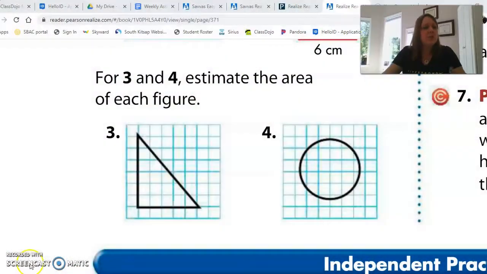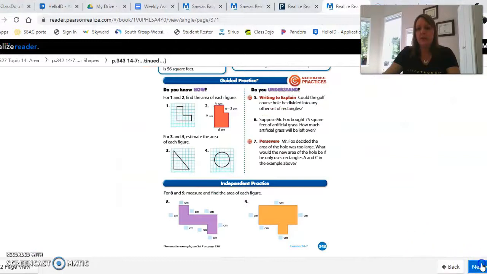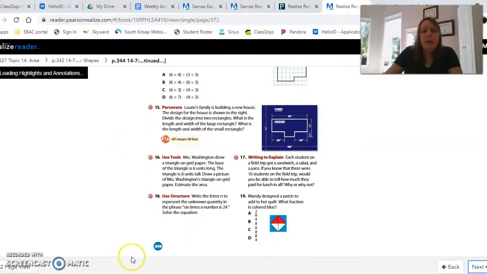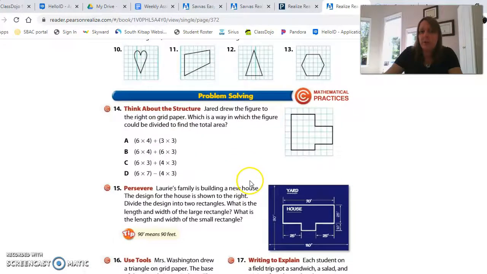Great job following along today. All right, let's just do one more just to make sure that we understand. So I will go to the next page, as we are now on page 344 right here. What I would like to do is do number 14 with you guys.